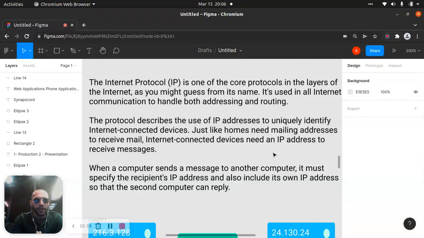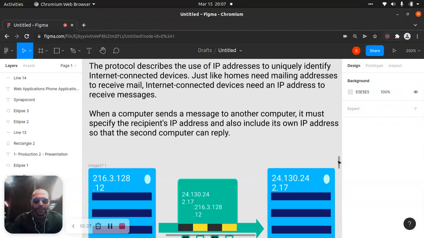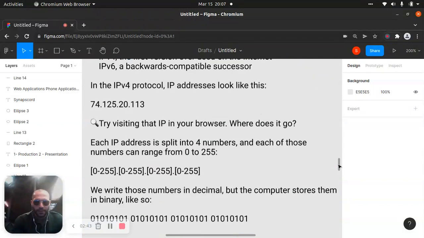We will talk about each detail of what we are discussing. Let's come a little down here. When a computer sends a message to another computer, it must specify the recipient's IP address and also include its own IP address so that the second computer can reply.